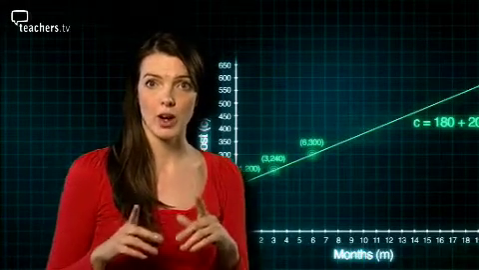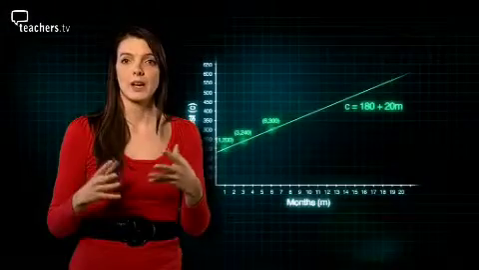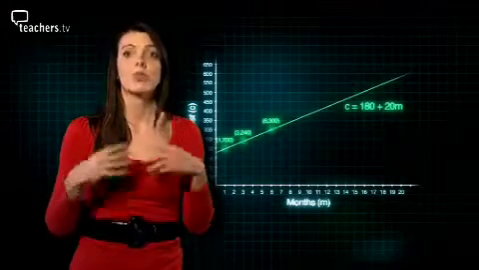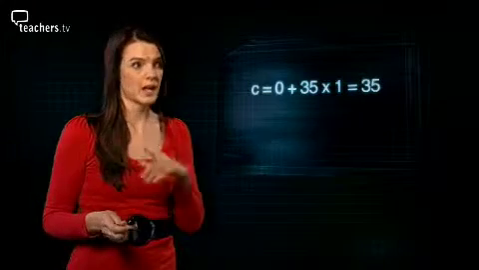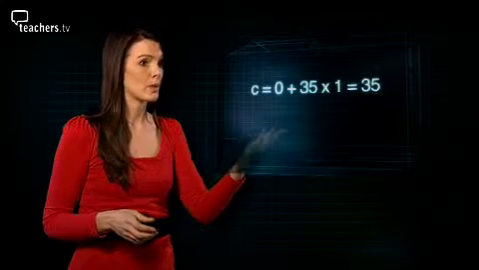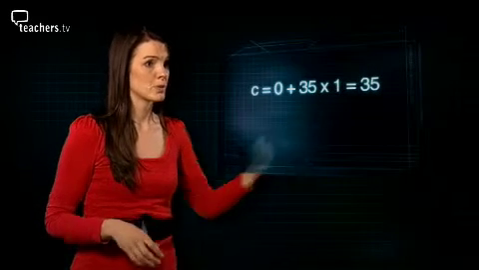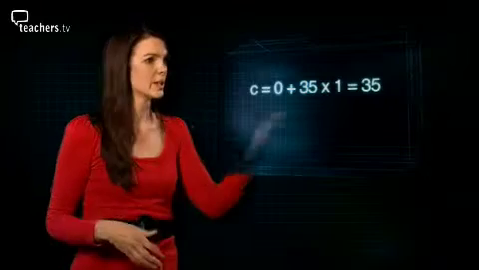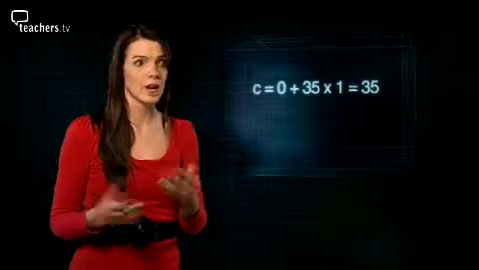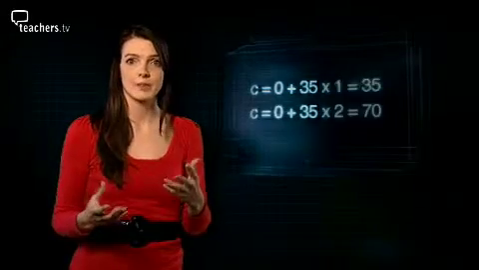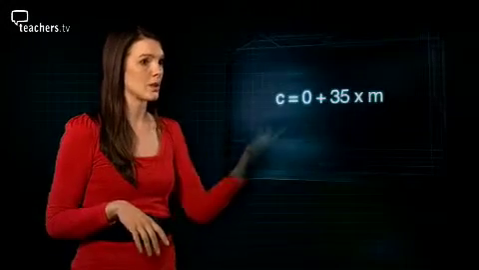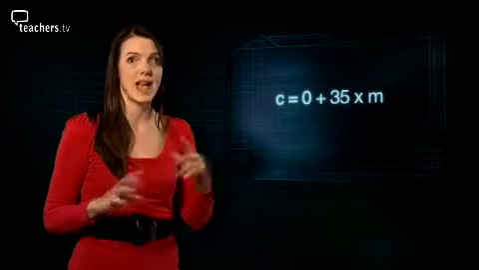So for the contract phone, that was actually free, but it costs £35 a month, every month, for your calls and texts. So for 1 month, that would be C, cost, equals 0 plus 35 times 1, which of course you know is 35. Then after month 2, it would be C equals 0 plus 35 times 2, 70. But what we can do now is do it for m months, so that's any number of months. And then the cost, C, would equal 0 plus 35 times m.